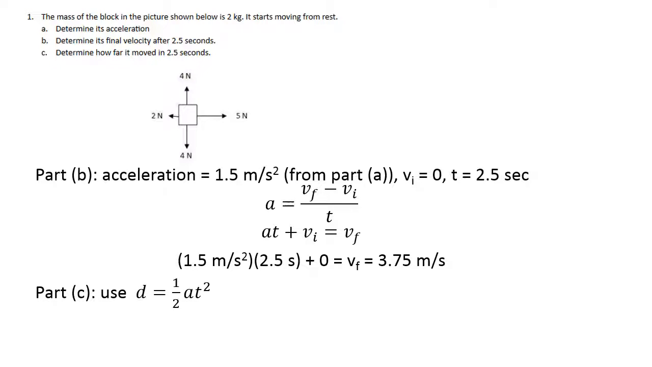Part C, because I know my initial velocity is 0, starts moving from rest, it says in the problem, I can use distance equals 1/2 at squared to solve for how far it goes. So I show the work for that. Distance equals 1/2, 0.5, times the acceleration, 1.5 meters per second squared, times 2.5 seconds, quantity squared. Remember, you're going to square that number first before you go on to the next one. Let's put all that together. You get 4.69 meters.